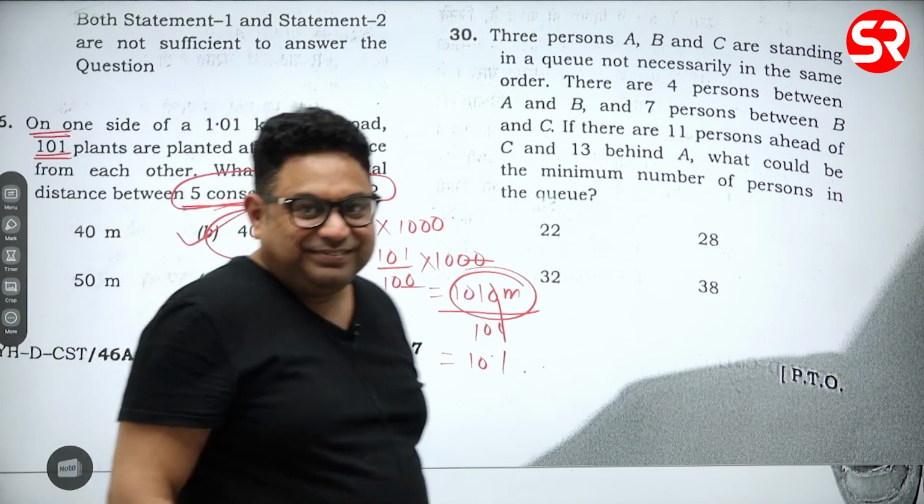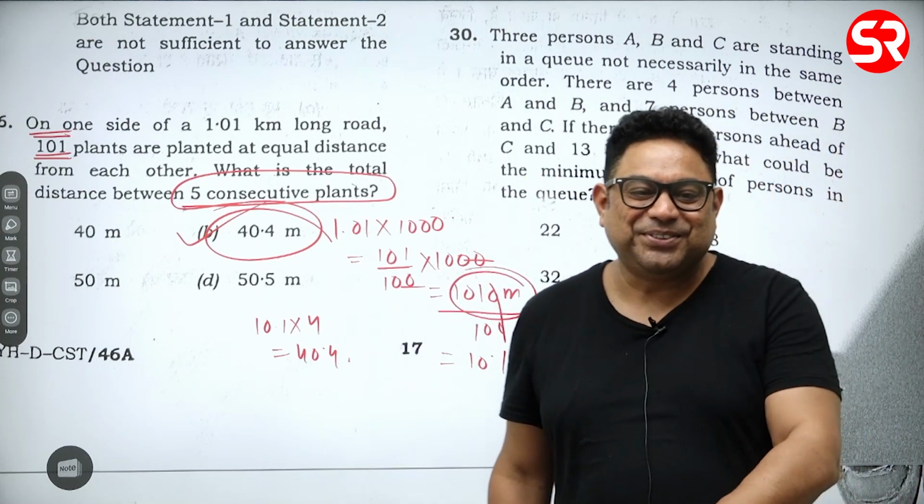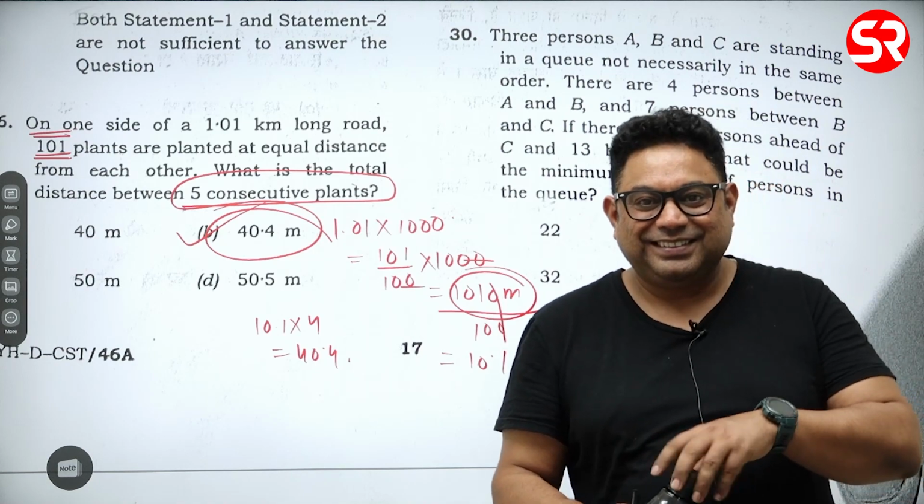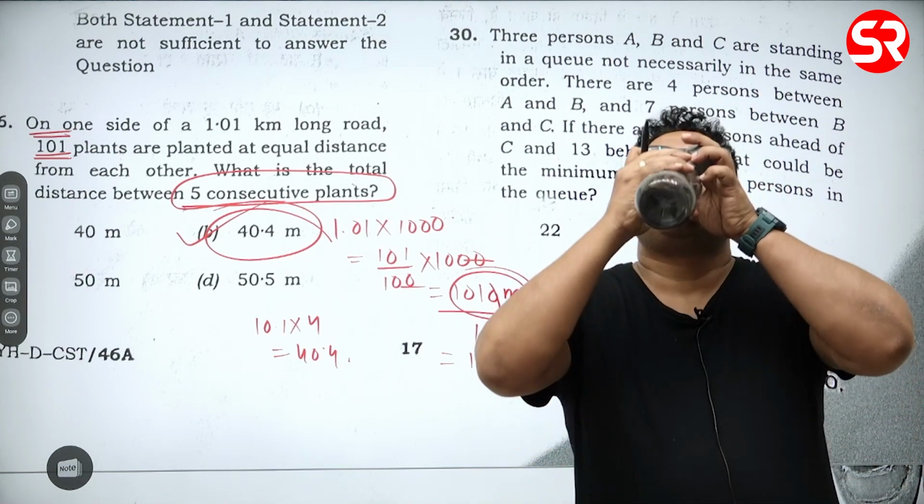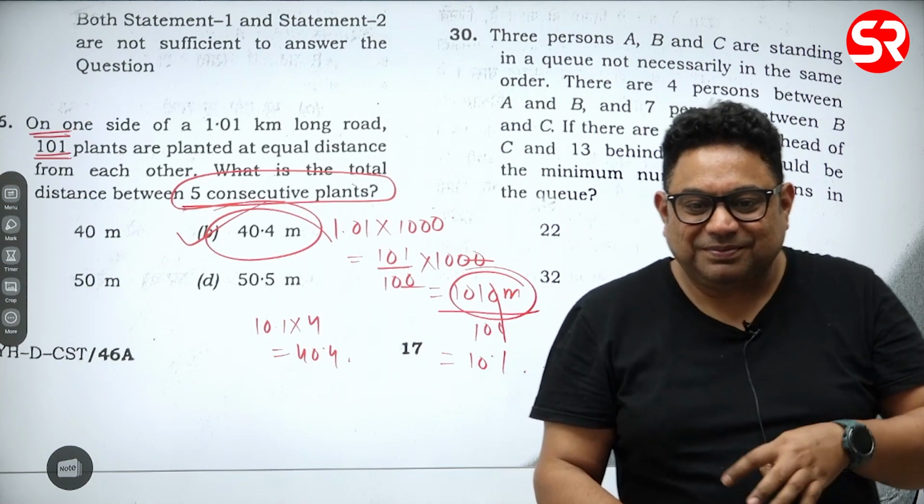Done. Most of you might be getting answer as 40, isn't it? Most of you. I hope you understand UPSC better now. Clear? Easy, right?